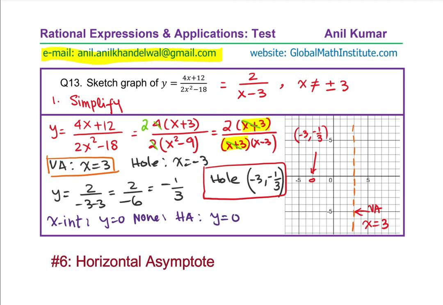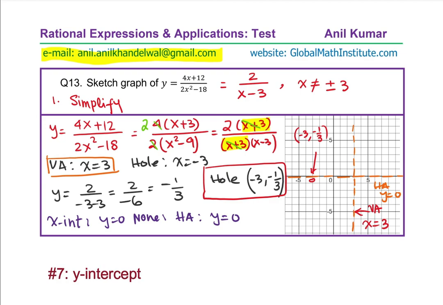So let me sketch a horizontal asymptote now. A horizontal asymptote really means that when x approaches a large positive or negative value, y approaches, in this case, 0. Therefore, we have a horizontal asymptote, y equals 0, right? So that is the horizontal asymptote which we have. It means the function is going to approach this particular line.